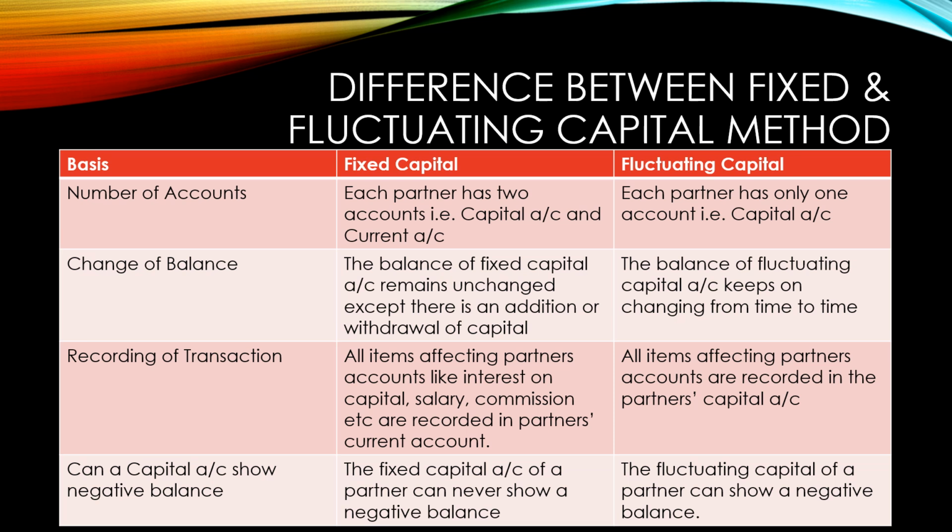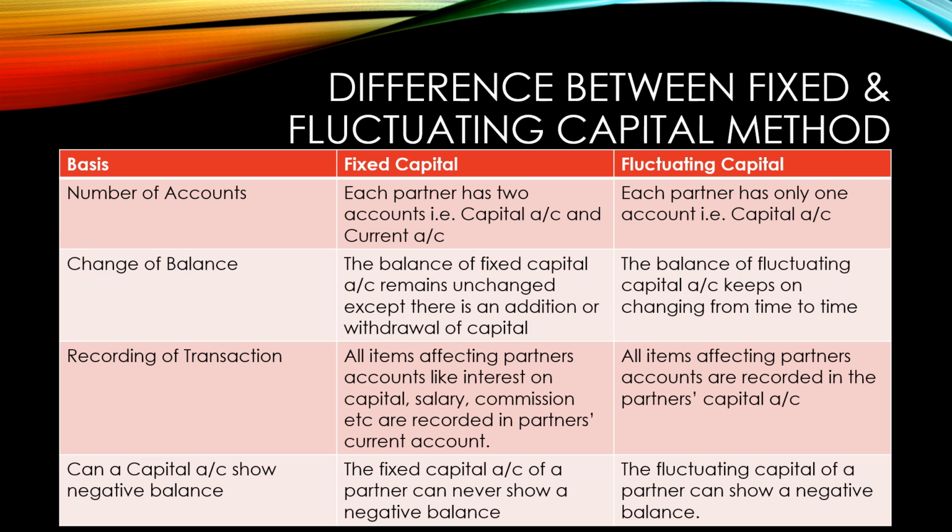So over here we can see the difference between fixed and fluctuating capital. There are the points which are given for the basis. Then one column is of fixed capital and fluctuating capital. Even in your theory question, this kind of tabular representation will be very helpful.